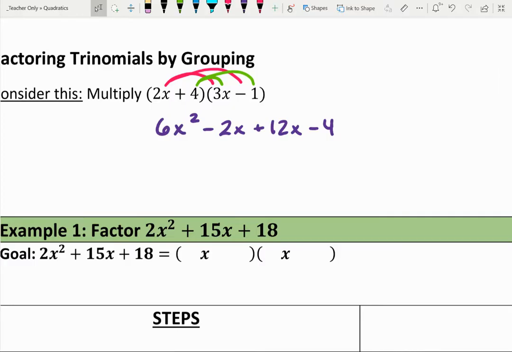So now that I have used my double distribution, I've got 4 terms here, and I have a couple of like terms to combine. I've got negative 2x and positive 12x, which combine to make a positive 10x. So all in all, I'll have 6x squared plus 10x minus 4. So let's look at what happened here.